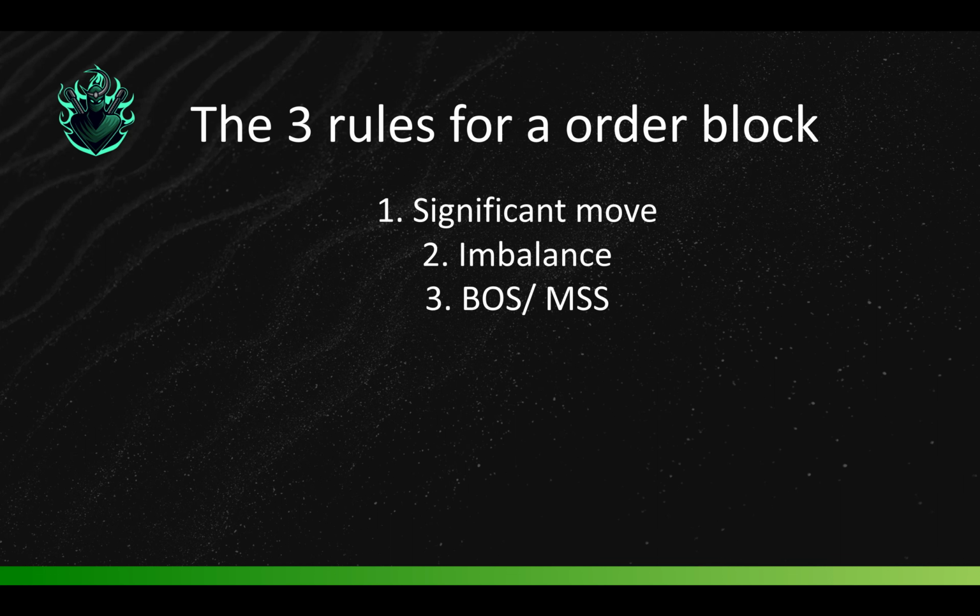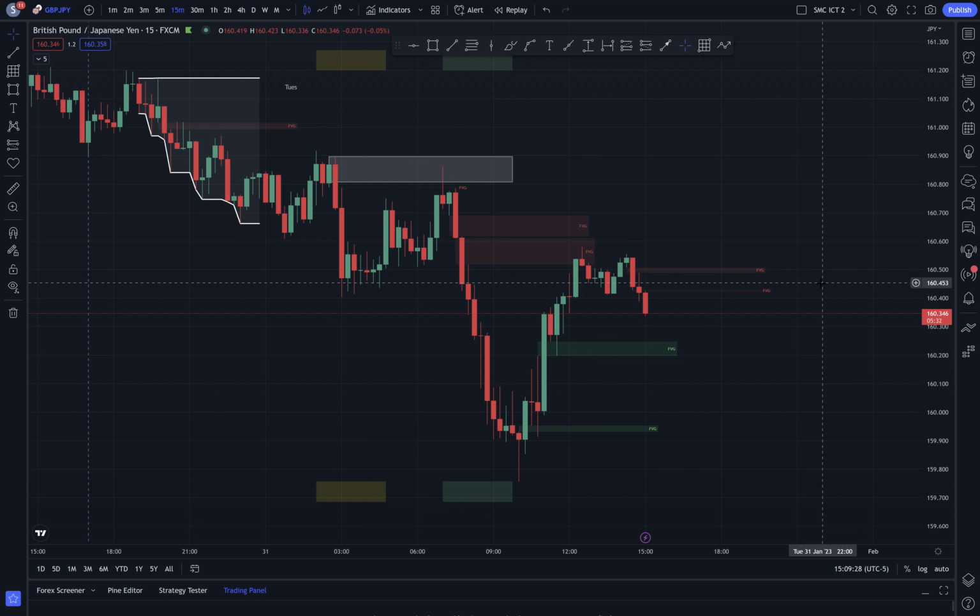Okay, so now let's look at an example. Let's look at the example that we were looking at before and why this is a high probability order block. Let's use the 3 rules that we just learned. So let's take everything off here and focus up here.